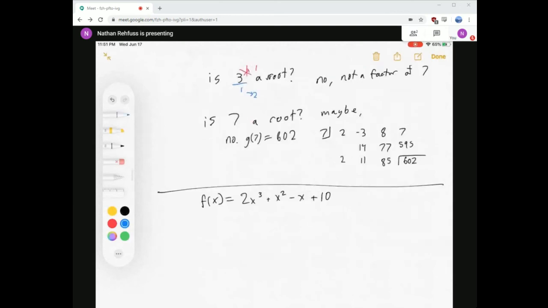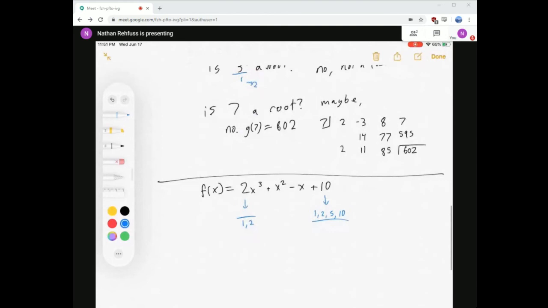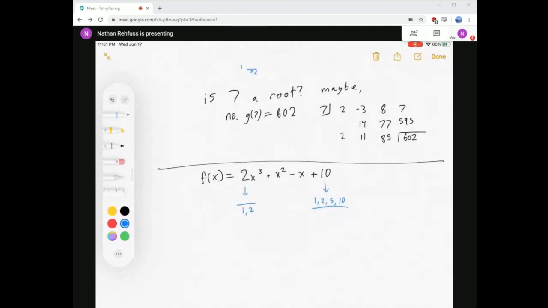The leader is a 2, so we're going to divide by a 1 or a 2. The constant term is a 10, so our numerator is going to be 1, 2, 5, or 10. Have to list all the factors. So I have 1, 2, 5, or 10 divided by 1 or 2.